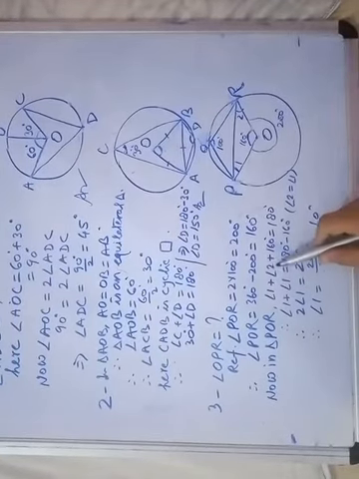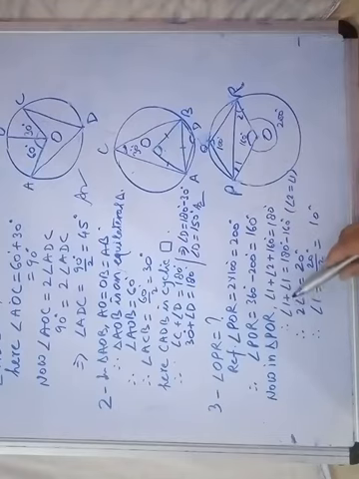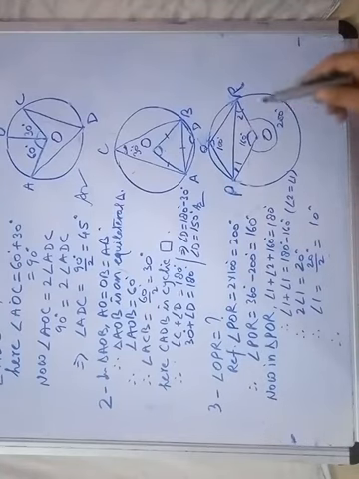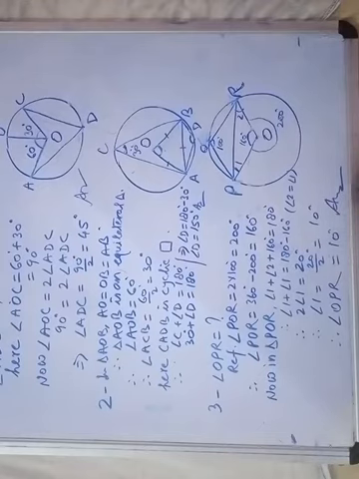Here angle 1 plus angle 2 plus 160 equals 180. Angle 1 plus angle 1, because angle 2 equals angle 1, so twice the angle equals 20. So angle 1 equals half of 20, that is 10 degrees. And this angle 1 is equal to angle OPR. So the required angle OPR equals 10 degrees.